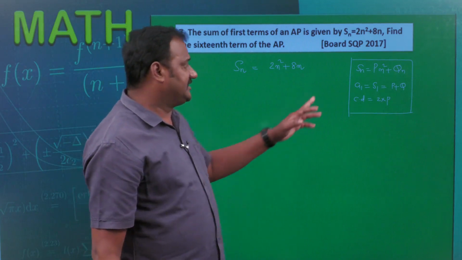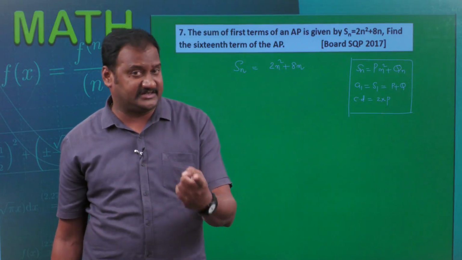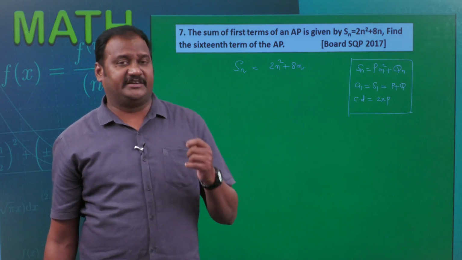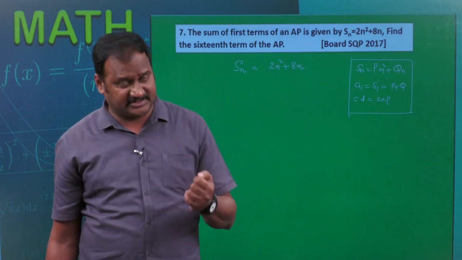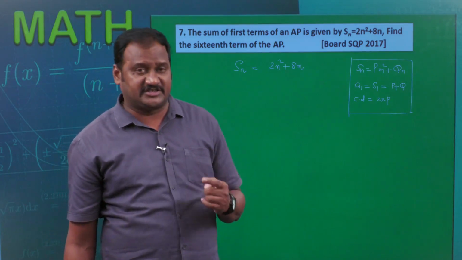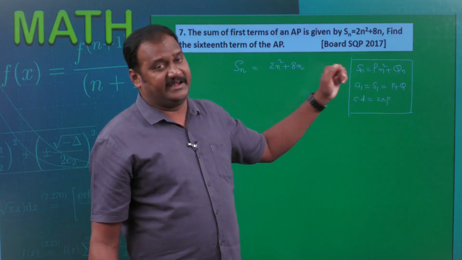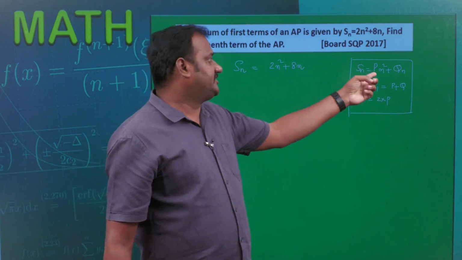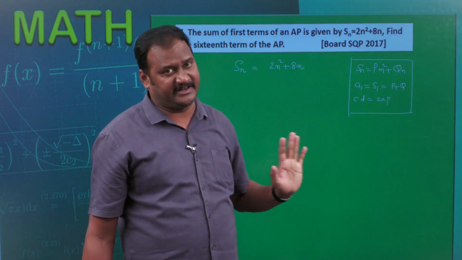Sum of n terms of an arithmetic progression is always a second degree polynomial without a constant. Please do remember, sum to n terms of an arithmetic progression is always a second degree polynomial without a constant, and whose first term is nothing but S1, and common difference is equal to twice the coefficient of n square. Coefficient of n square is equal to p, twice the coefficient of n square is 2p, right?